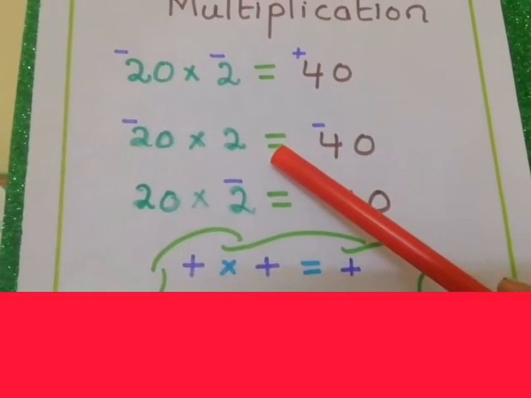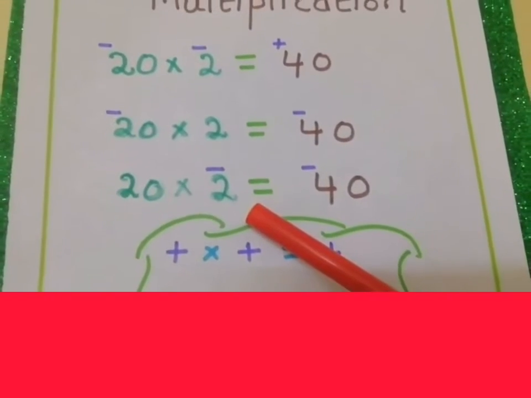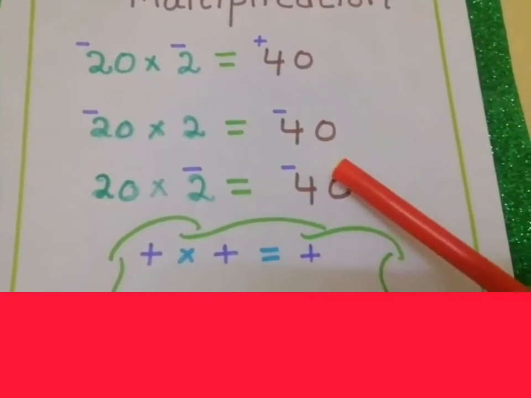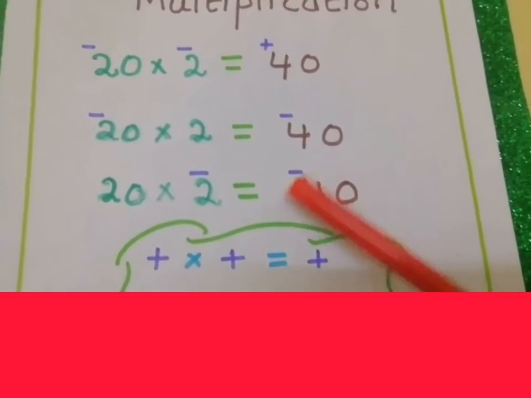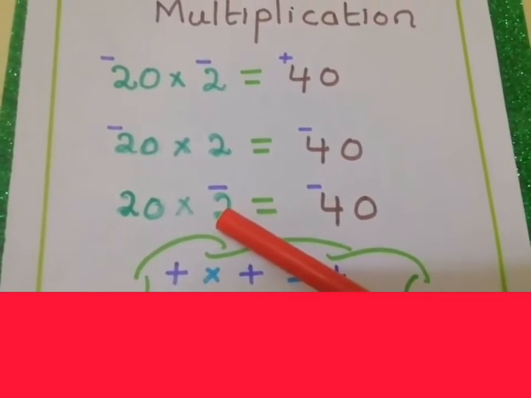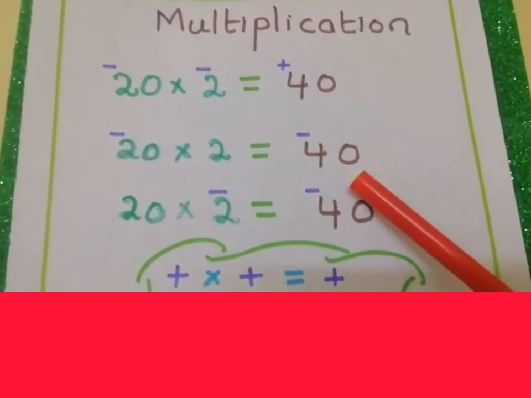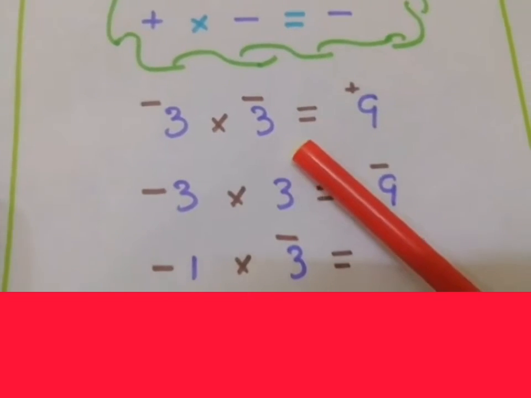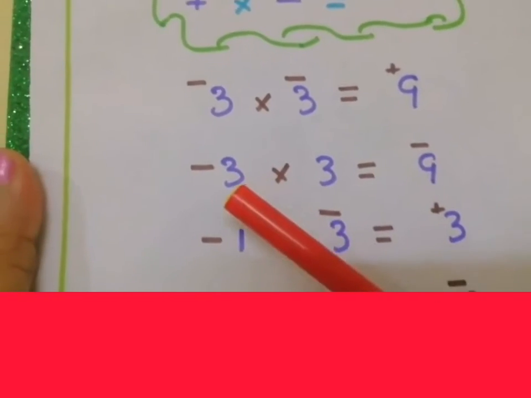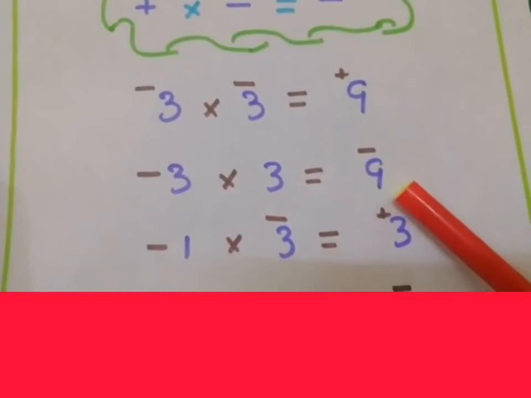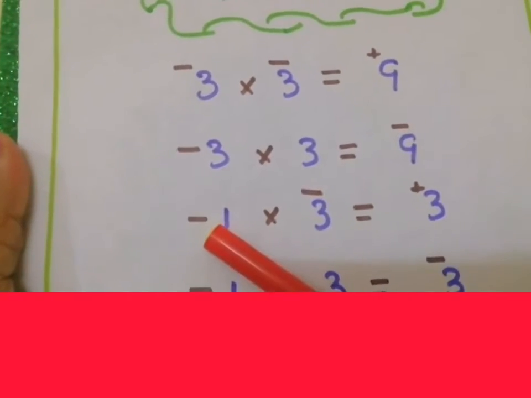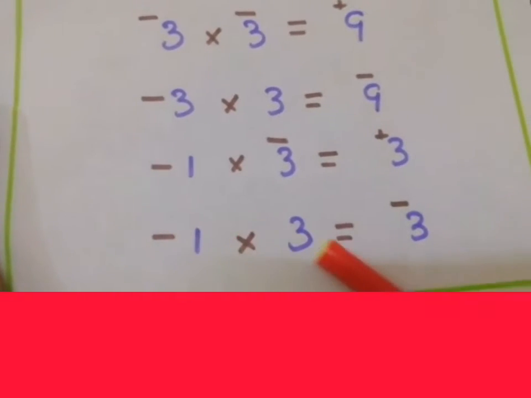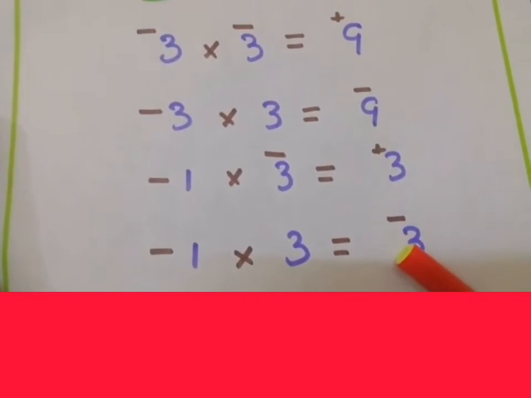Negative 20 into 2 and 20 into negative 2. In both the cases, answer is negative 40, because one number is negative here. So you have to compare with the addition. Addition rule is different. Look at these examples also. Negative 3 into negative 3 which is equal to positive 9. Negative 3 into 3 which is equal to negative 9. Negative 1 into negative 3 is equal to positive 3. Negative 1 into 3 which is equal to negative 3.